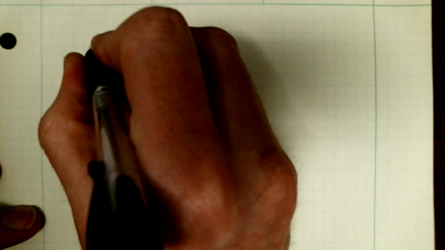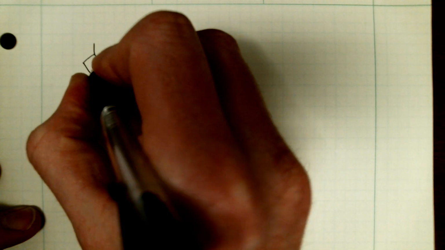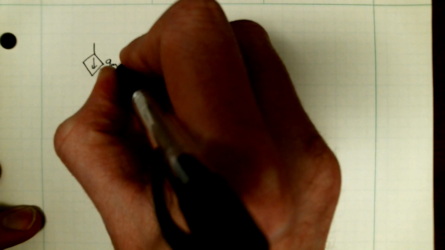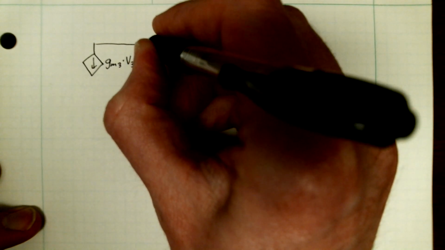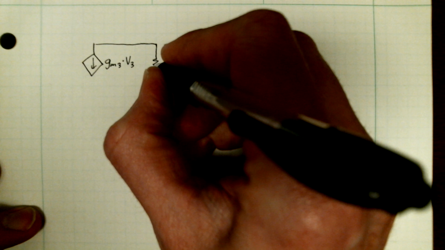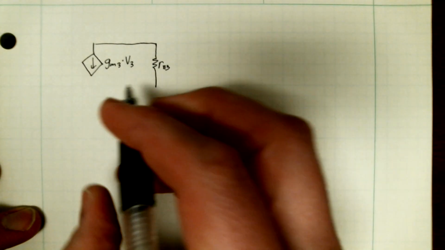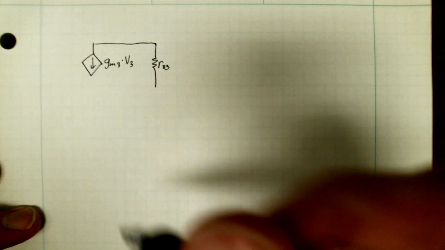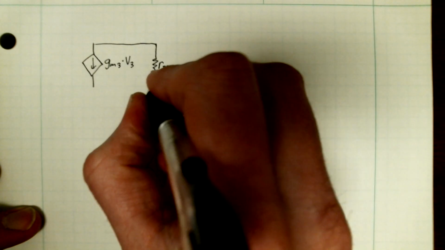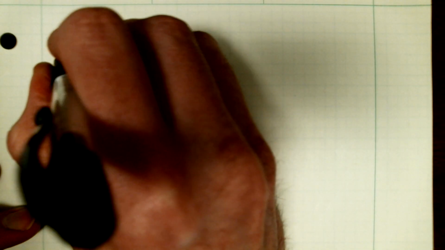Alrighty, so we have a GM. This will be GM3 V3, and for now we're going to ignore RO. This is RPi3. RO would be right here in parallel with this GM3. Base and collector are tied together. This is 0.